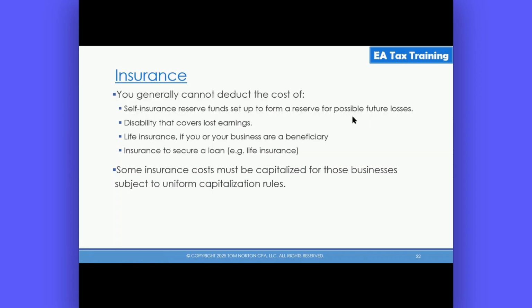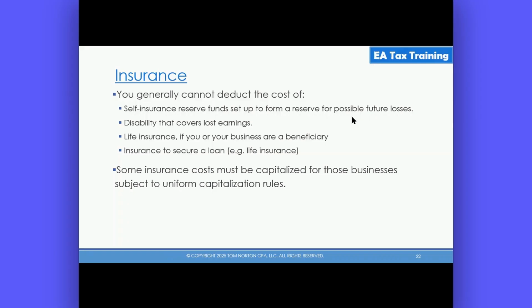So what this could be, let's say that you know that you have a certain type of loss that you get every once in a while. So you want to set aside the money in order to pay that. So you can maybe set up a separate bank account, and it's a little reserve fund. So every month, a little bit of money goes into that account. And then if you have a loss, you can dip into that account in order to pay that loss. Well, that reserve fund, as you're putting that money aside every month, you cannot deduct that. Now, when you have the actual loss, then that's likely deductible, but not just from putting the money aside in order to pay possible future losses.